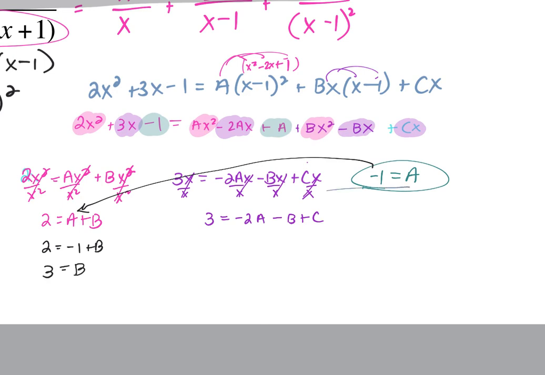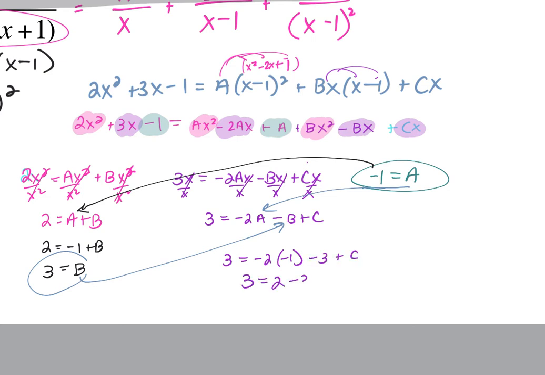And now I'm going to take the a and the b and plug it into the last one there. 3 equals negative 2 times negative 1 minus 3 plus c. 3 equals 2 minus 3 plus c. 3 equals negative 1 plus c, and c would equal 4.